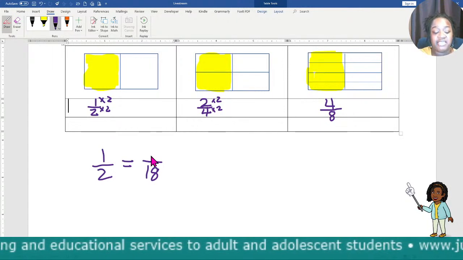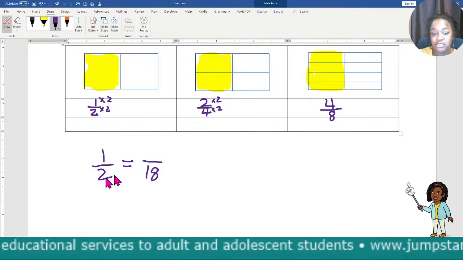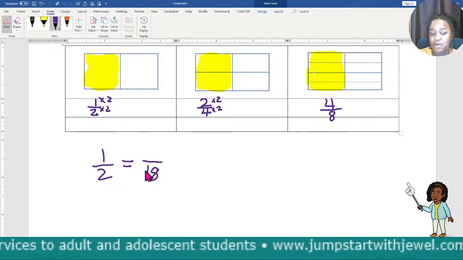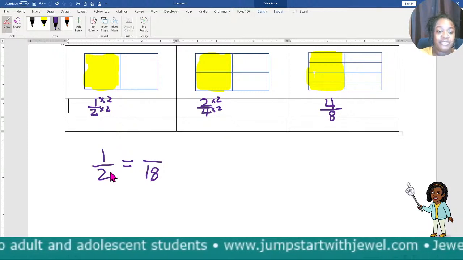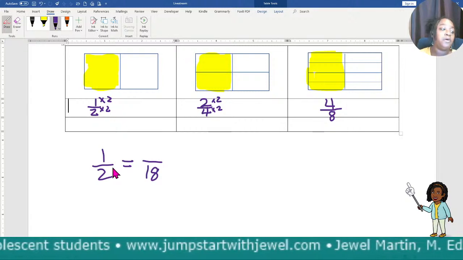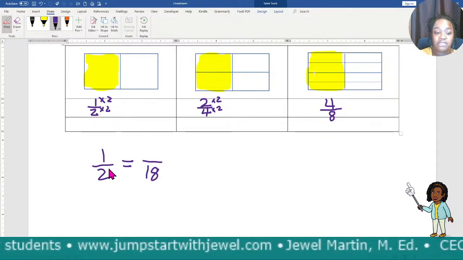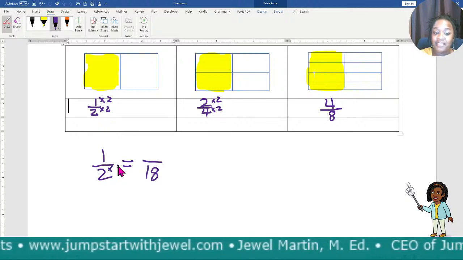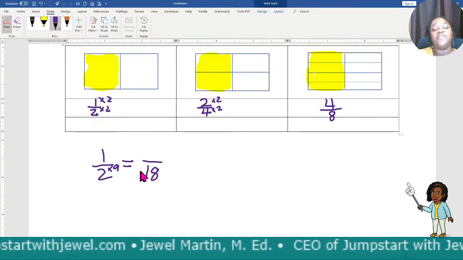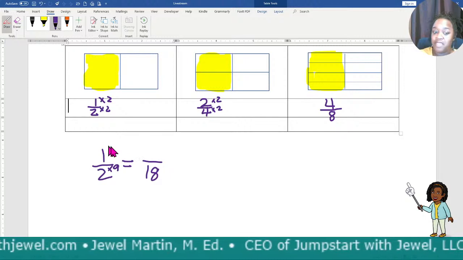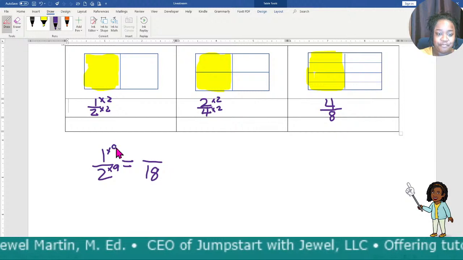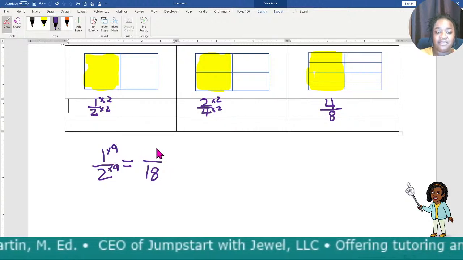In a case like this, what you would have to do is just look at these two numbers. We've got a 2 here and we've got an 18 here. What factor did they multiply this 2 by to get 18? If you know your multiplication facts, you know that 2 times 9 gives you 18. Whatever you do to the bottom, the denominator, you must do to the numerator. So you go up here and multiply this by 9. 1 times 9 is 9.